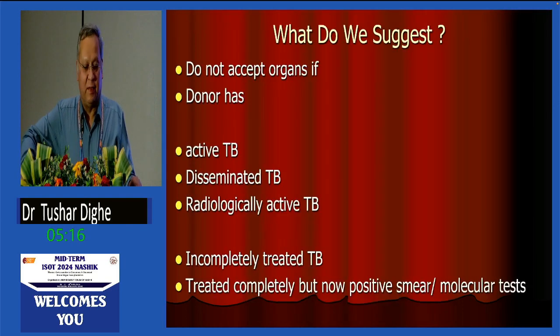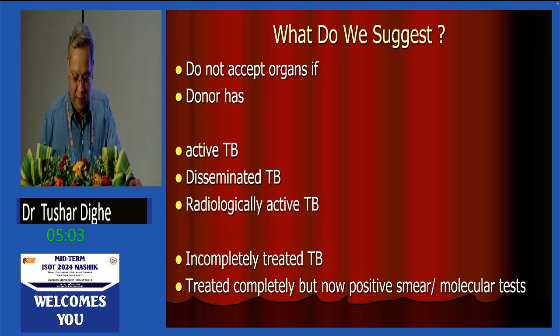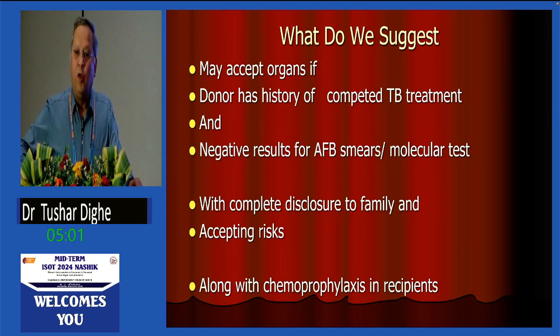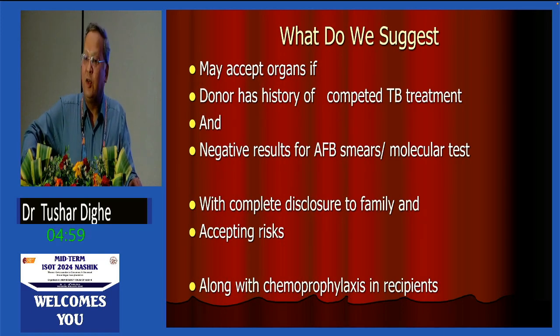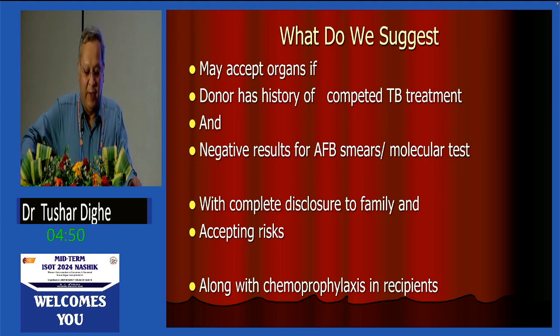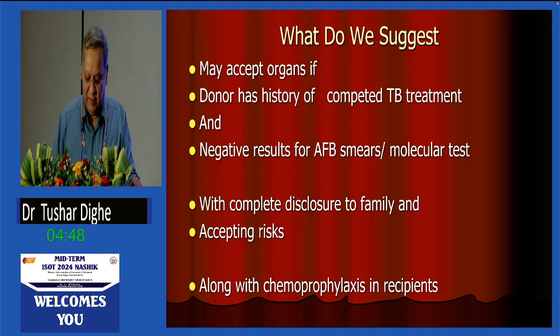So what do we suggest? Do not accept organs if the donor has active TB, disseminated TB, radiologically active TB, incompletely or incorrectly treated TB, or now has a positive smear or molecular test. You may accept organs if the donor has a history of complete TB treatment and negative results for AFB smear and molecular test, with complete disclosure to the family and accepting risk, and along with chemoprophylaxis in the recipient.